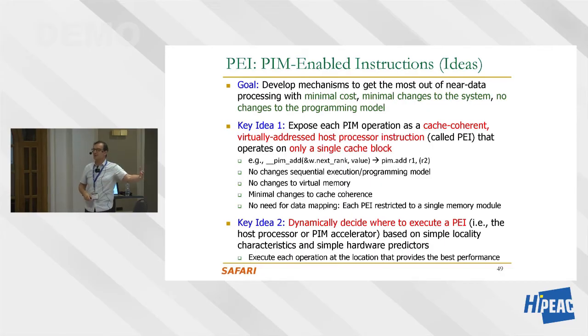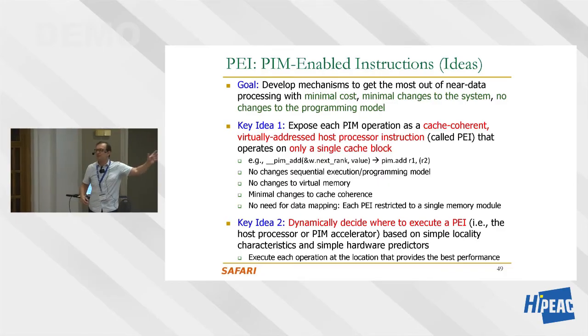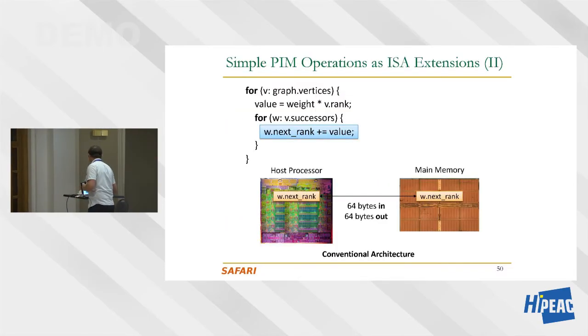And then the second idea is to dynamically decide where to execute this instruction. Do you execute in the CPU or do you execute in the near memory processor? And here we have a simple prediction mechanism for that. Again, I don't want to go into the details a lot, but here is what we were envisioning at the time.